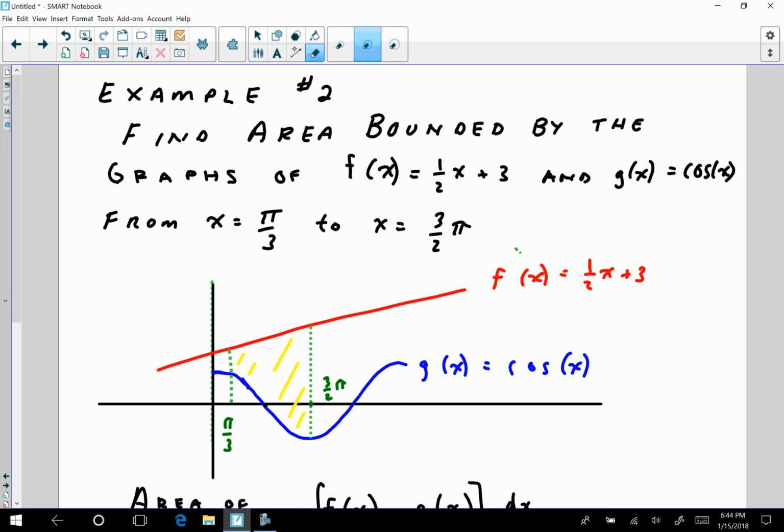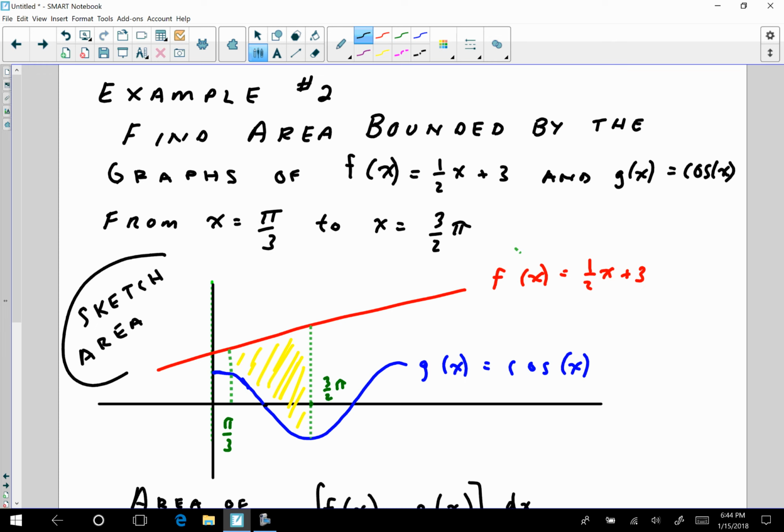So what's the first thing we're going to do? Well, the first thing we're going to do is take our graphing calculator and sketch the area. Sketch the area, ladies and gentlemen. For any problems that you do at this stage in the game, you want to sketch the area and label your lower bound and your upper bound. We're going from pi over 3 to 3/2 pi. You have to have the area sketched before you can sketch a representative rectangle.